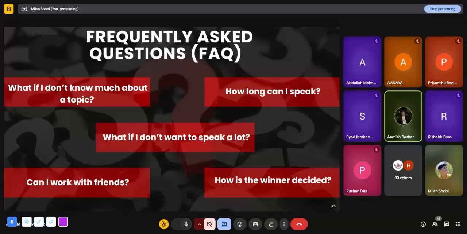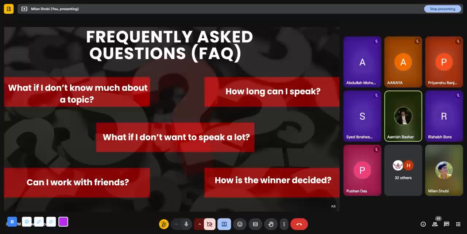Third question: what if I don't want to speak a lot? That's completely fine. Not everyone is a public speaker. There are other ways to contribute, like helping your block write resolutions, suggesting ideas during unmoderated caucuses, or supporting others. The EB notices both visible and behind-the-scenes efforts.